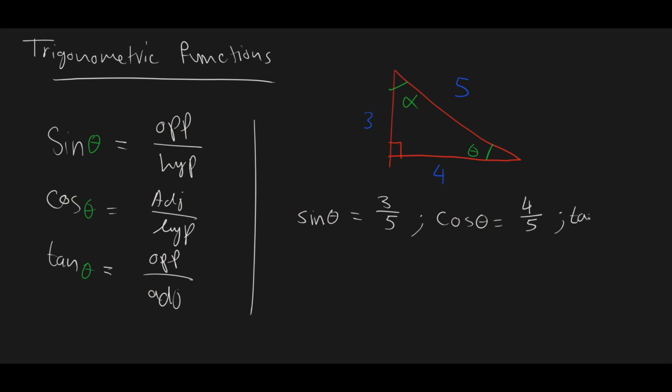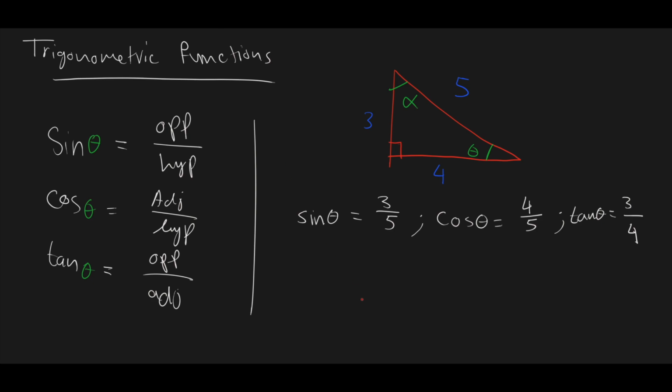Finally, tan theta. What is tan theta going to be? So tan is the opposite divided by the adjacent. What is the opposite? 3. What is the adjacent? 5. So 3, not 5, but 4, sorry. 3 divided by 4. So this is sine, cosine, and tan of theta.